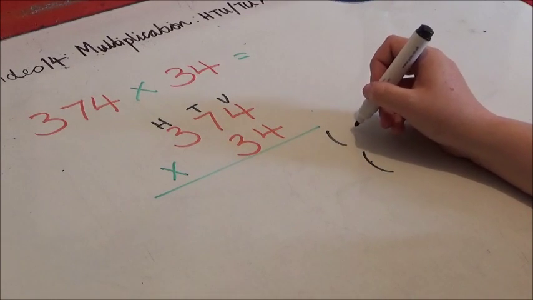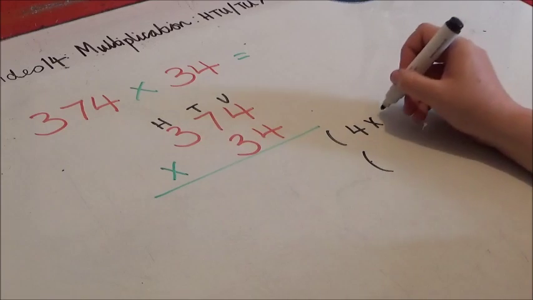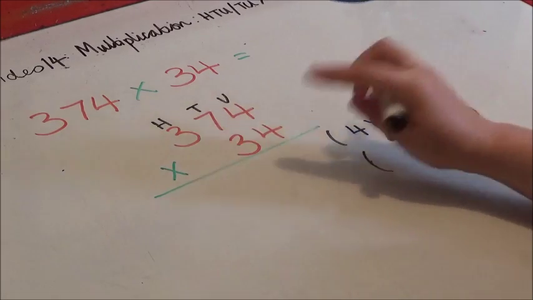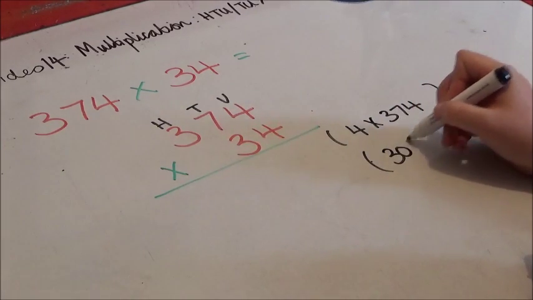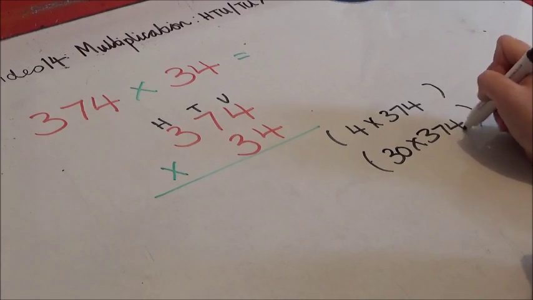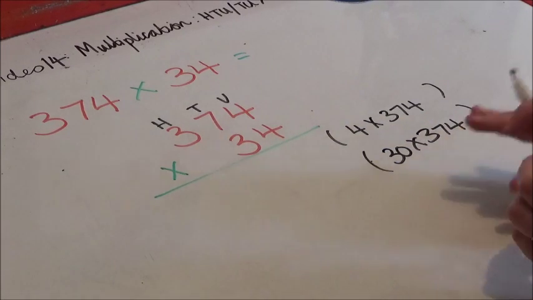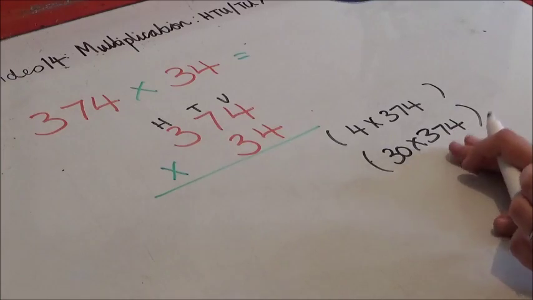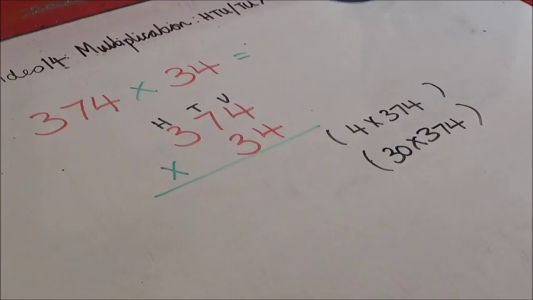So what I'm going to do first is 4 times 374, and then I'm going to do 30 times 374. Again, you don't have to do this. This is just helping me remind you what I'm actually doing.